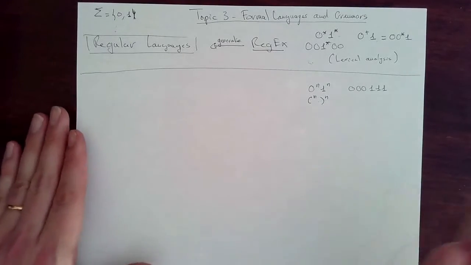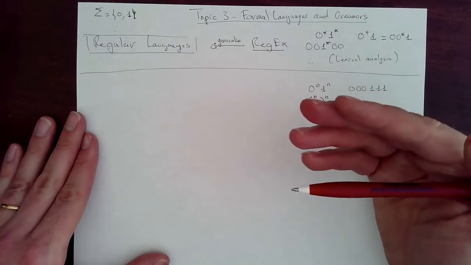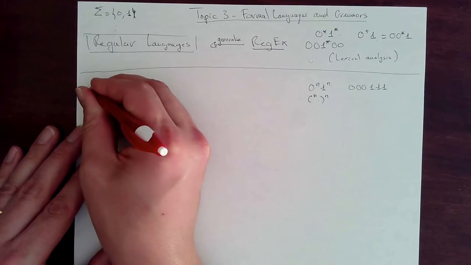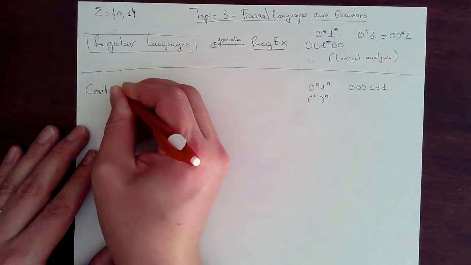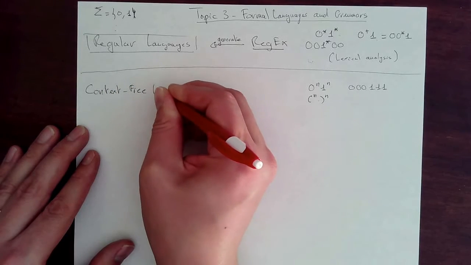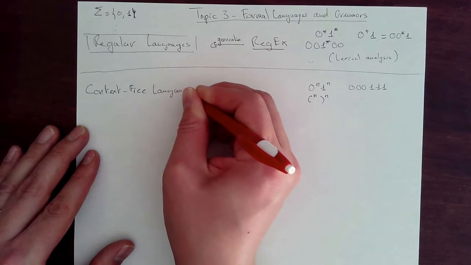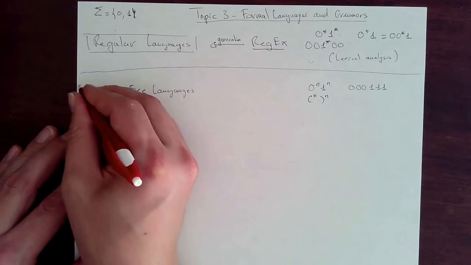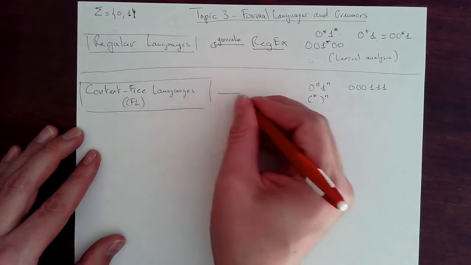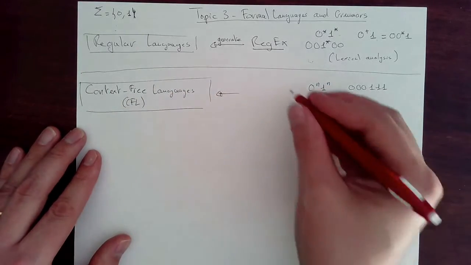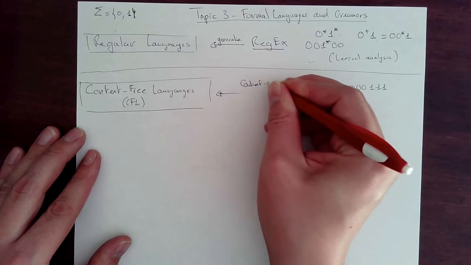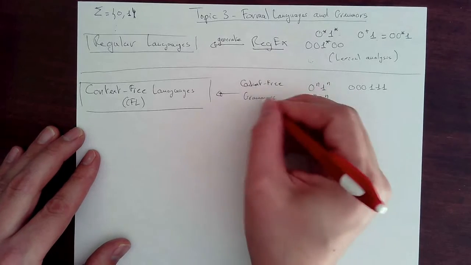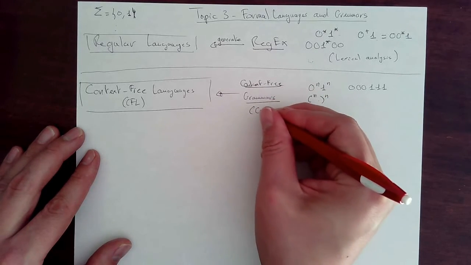For this, you're going to need to appeal to a larger class of languages called context-free languages, CFL for short. And context-free languages are generated by context-free grammars, right? CFG.